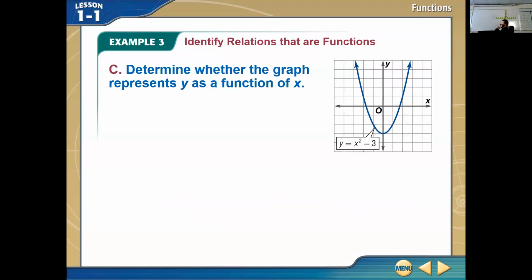Okay, now it says determine whether the graph represents y as a function of x. So we're given y is equal to x squared minus 3. It's a parabola. And we can use the grid lines as kind of a guide. We can look at it and say, yes, if I were to draw a vertical line that overlaps the grid lines, I'm only going to touch my relation one time at any given x value, so this would qualify as a function because it passes the vertical line test.